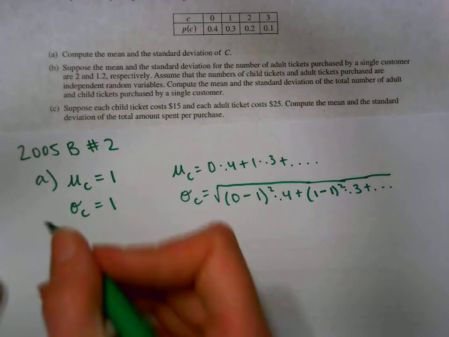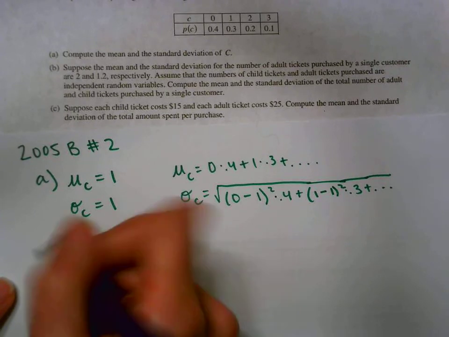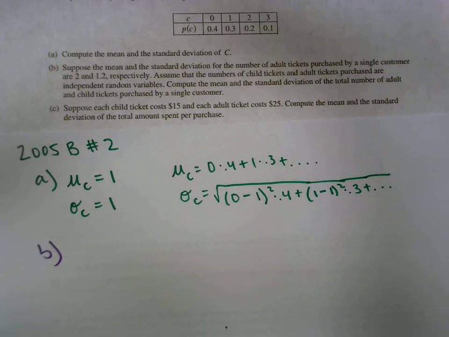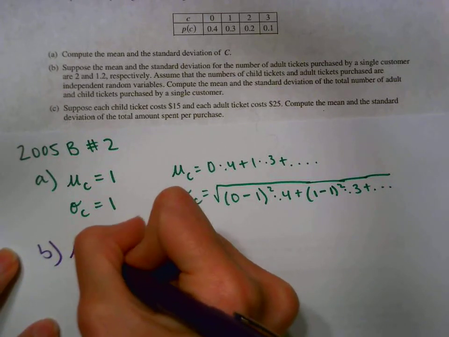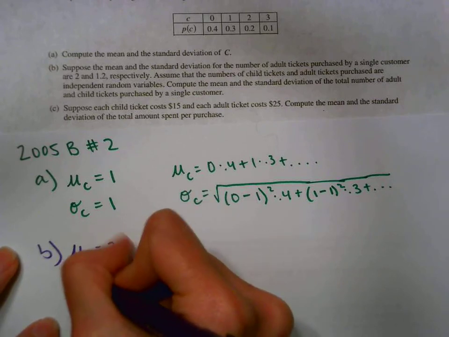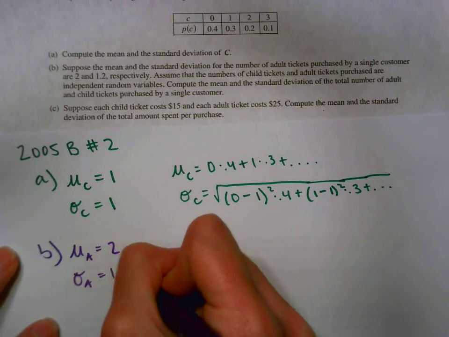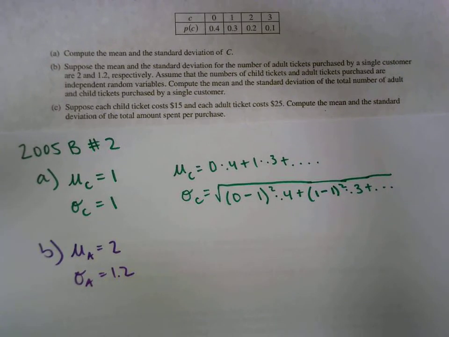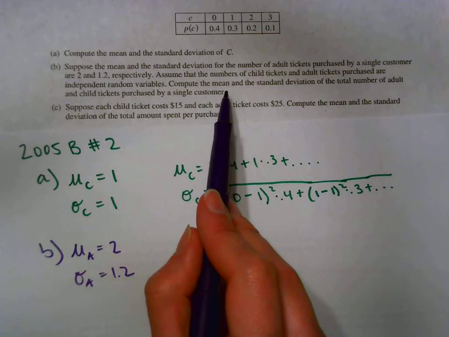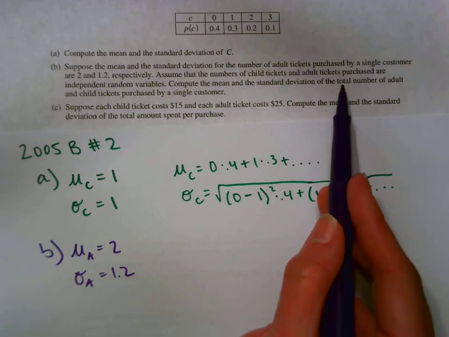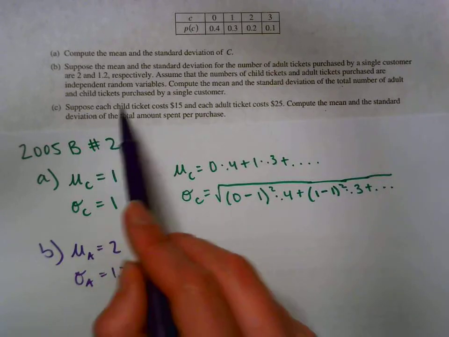Okay, so then for part B, it says suppose the mean and standard deviation of adult tickets purchased is 2 and 1.2. So I'm going to go and write this down. The mean of adults is 2, and the standard deviation for adults is 1.2. Assume that the number of child tickets and adult tickets are independent random variables. Compute the mean and standard deviation for the total number of tickets, adults and children together.